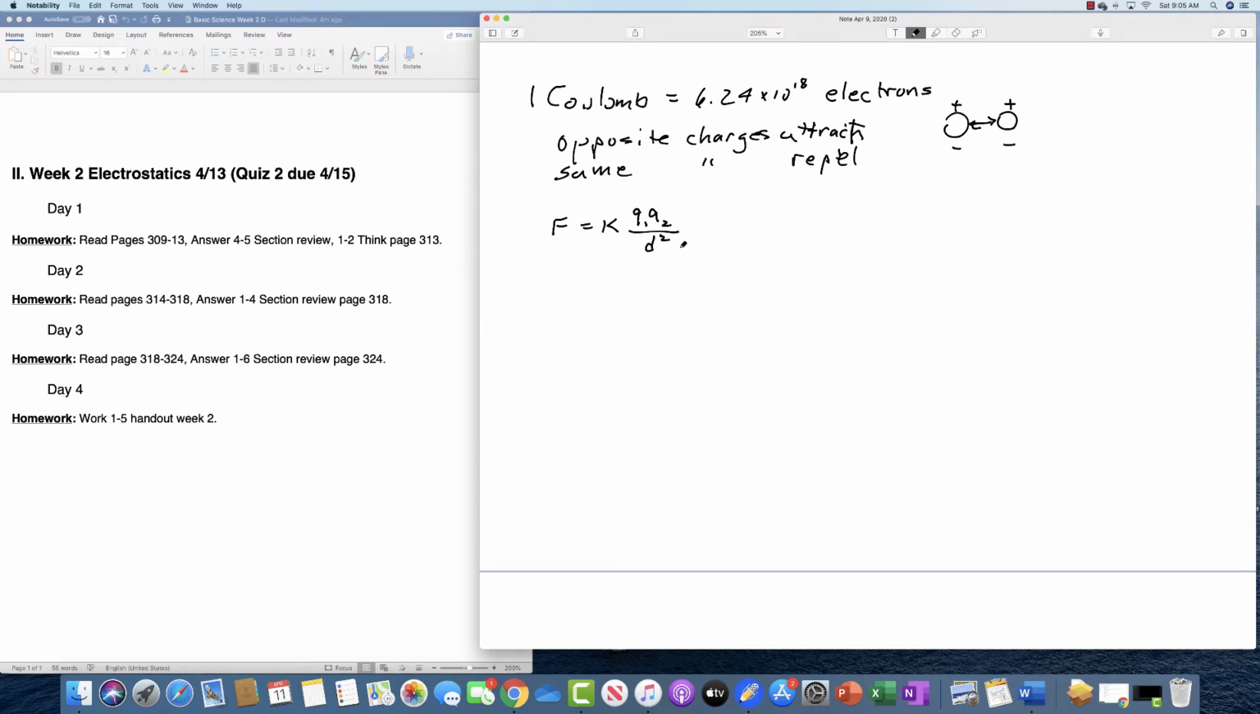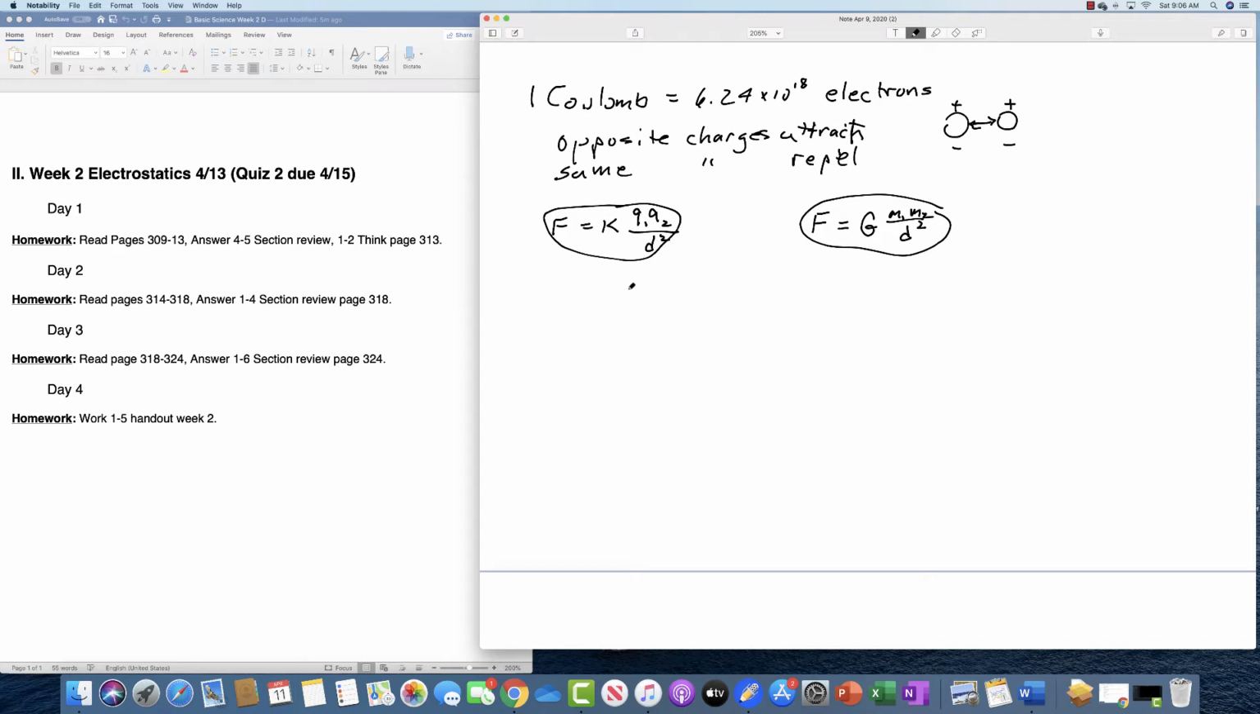Now, if you look back in your book under Newton's gravitational law, or if you remember it, you remember that the force between two bodies is equal to Newton's gravitational constant times the mass of the first body times the mass of the second body divided by the distance between the two squared. What they want you to notice is that the form, constant times two things divided by the distance squared, is very similar between the two.